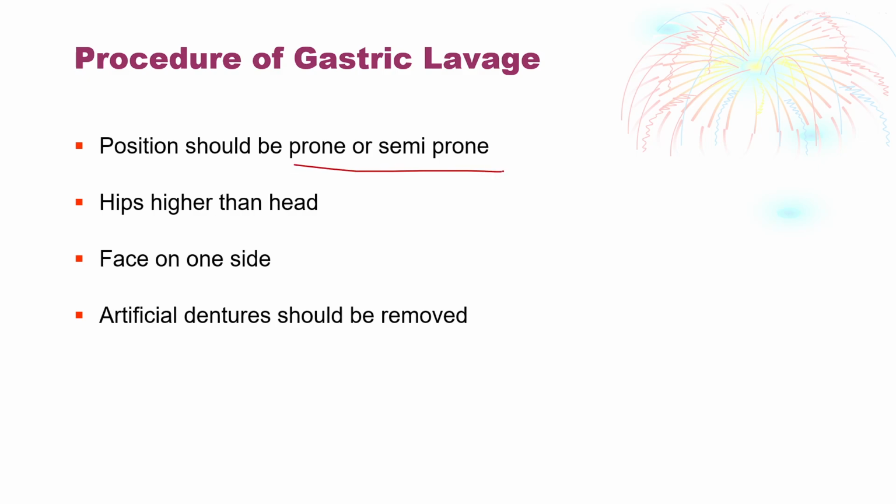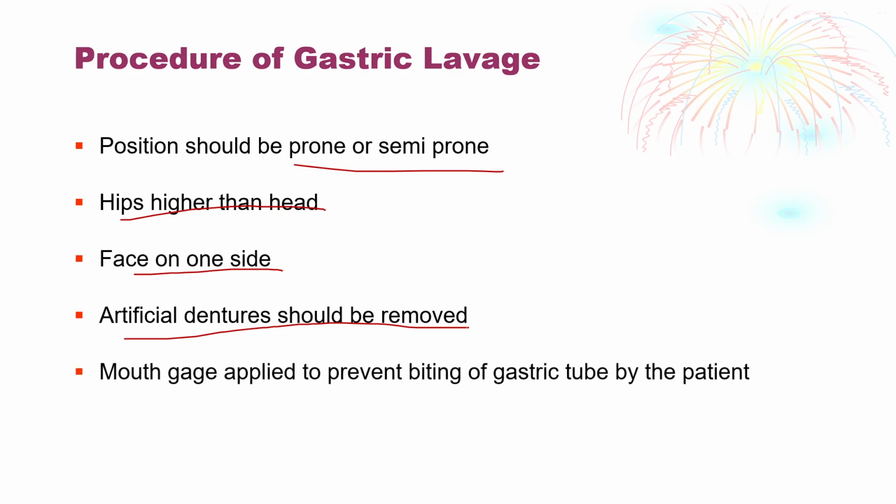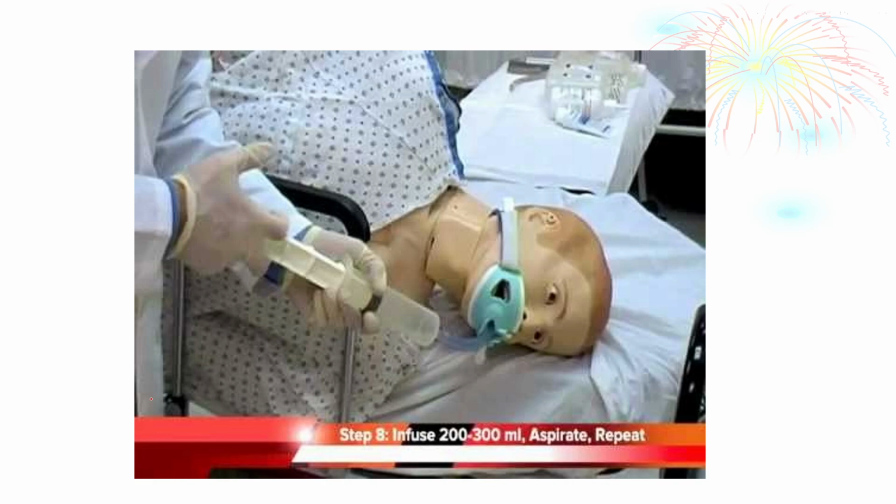That's the position. Hips must be higher than the head, face on one side. And if the patient has any artificial dentures or artificial teeth, we must remove them because there are chances of them being swallowed. A mouth gag must be applied to prevent the patient from biting the gastric tube.